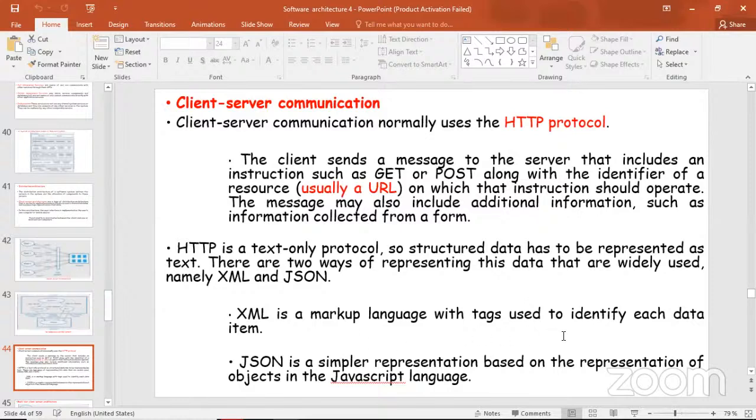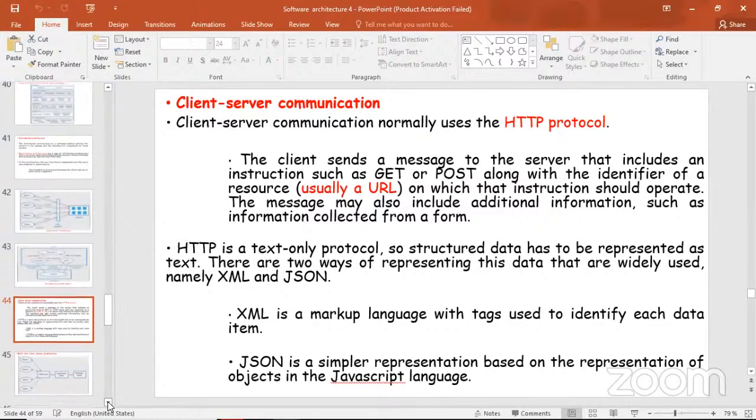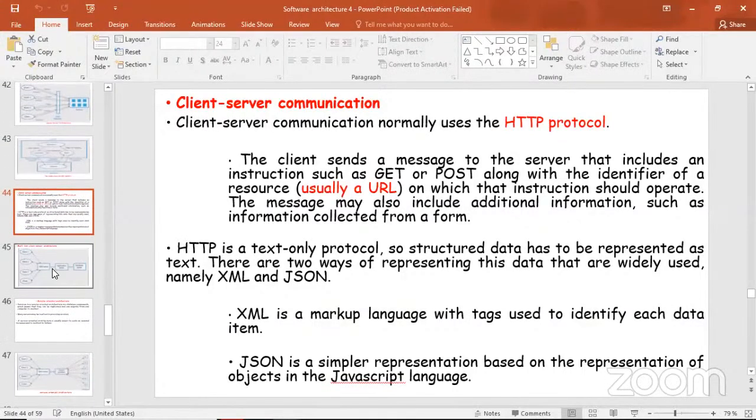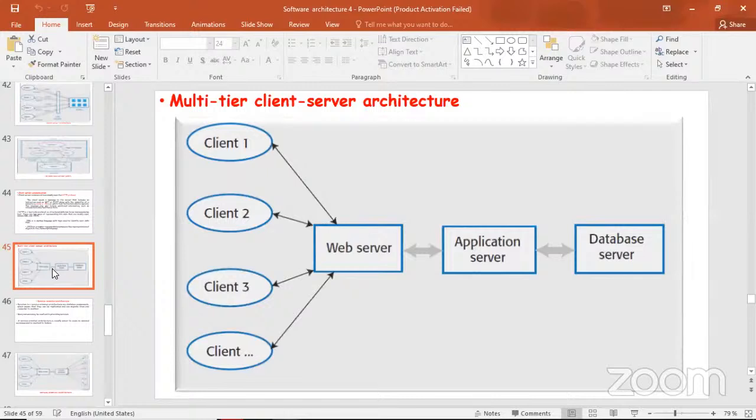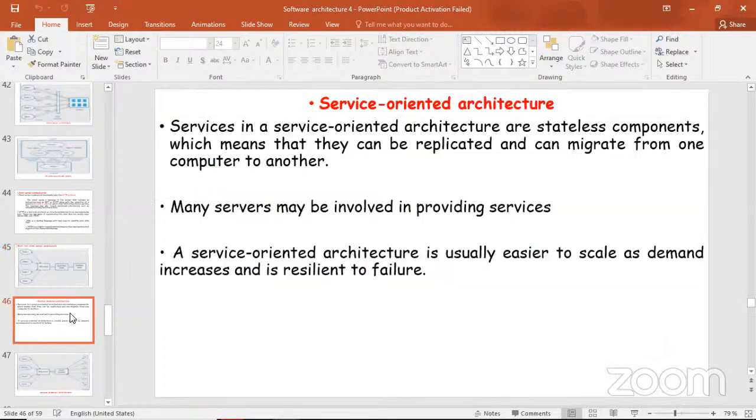XML is a markup language with tags used to identify each data item. JSON is a simpler representation based on the representation of objects in the Java language. So this is a multi-tier client-server architecture. You have the clients, the web server, the application server, and the database server. Right? So, service-oriented architecture.